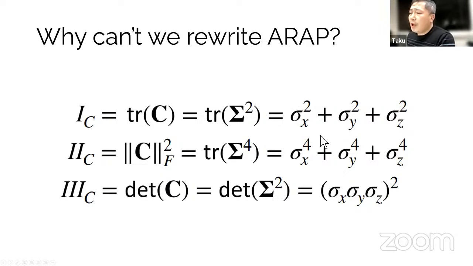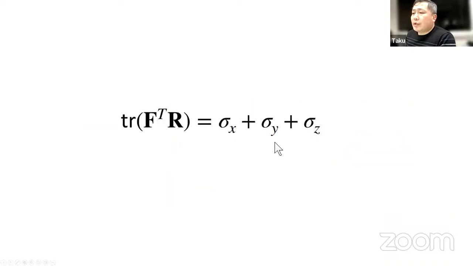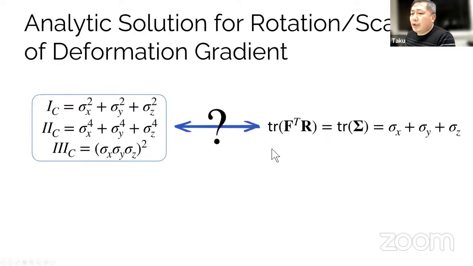You can see that they can be written as polynomials of the singular values. And actually the trace term can also be written by the singular values like this. So then it becomes clear why it's difficult to write the trace term with the Cauchy-Green invariants, because the trace term is just the summation of the singular values, whereas the Cauchy-Green invariants are all high dimensional polynomials.